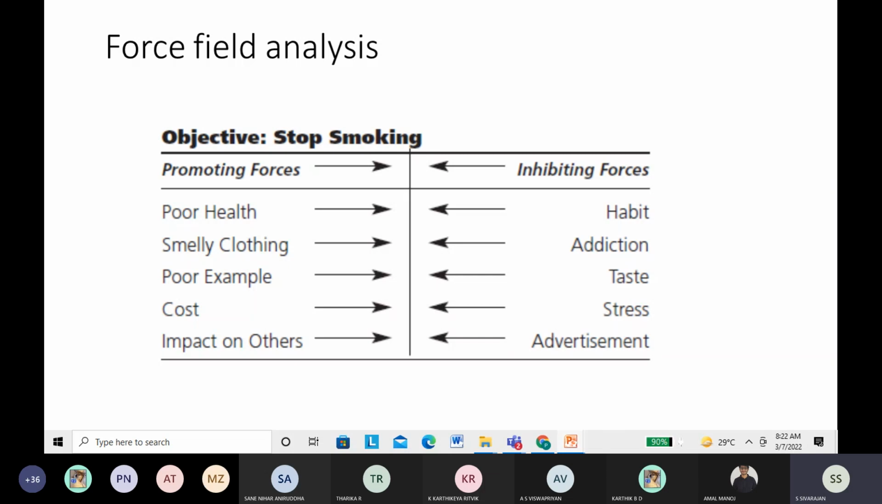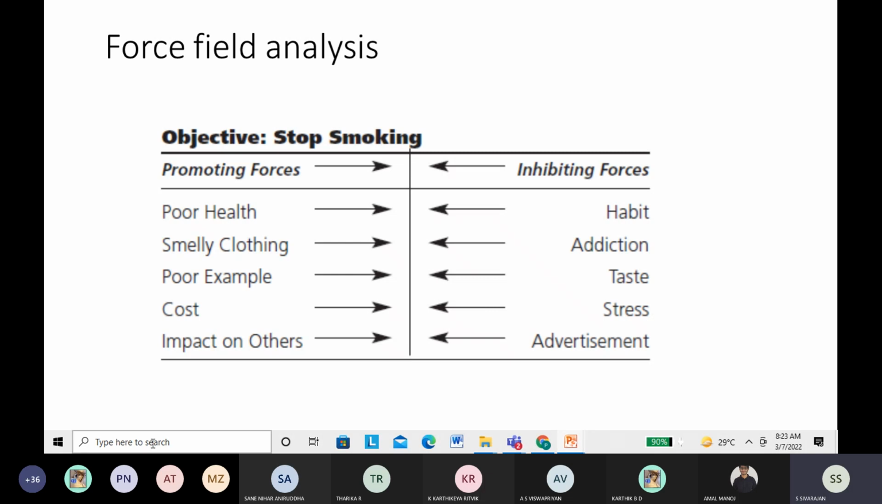The following tools are used for quality control. The first one is the force field analysis. Instead of this topic, I'll take some other topic. For example, if you want to improve the sales of a toothpaste, you are the marketing manager for a leading brand, like Colgate. So you are the marketing manager for the toothpaste Colgate, and the objective is to improve the sales.